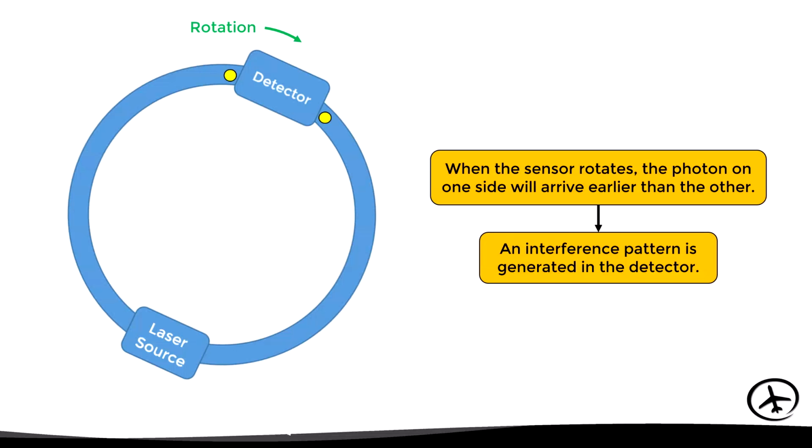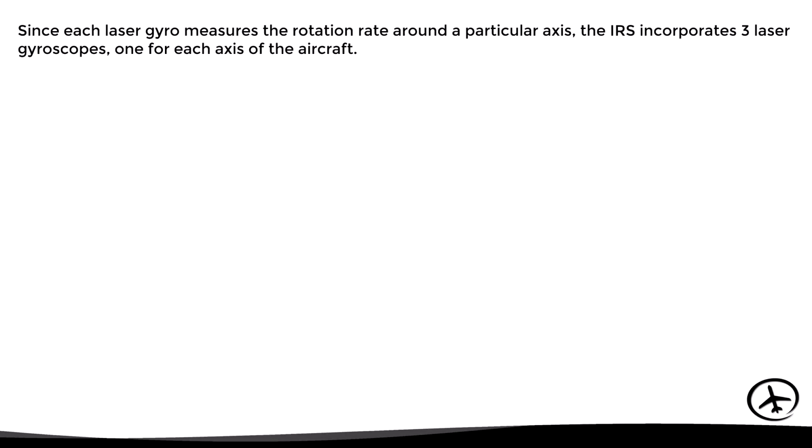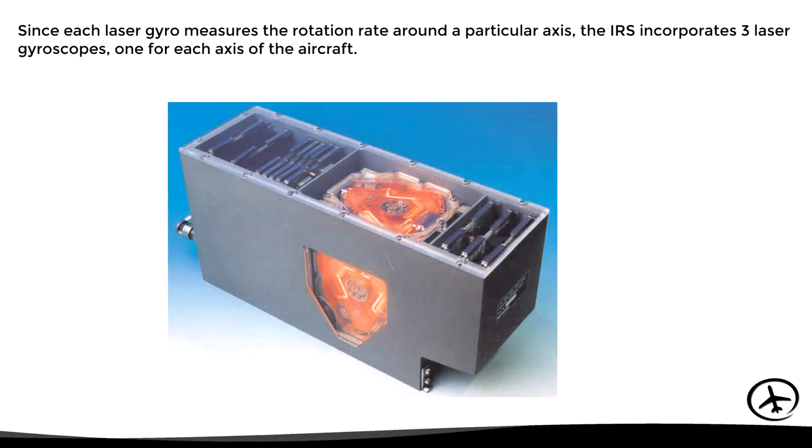Now, to be exact, the system does not detect the time difference between the arrival of one photon and the other, but instead measures the frequency difference between the two laser beams, as this will be affected by the distance traveled. However, we will not go into detail on this. Now, since each laser gyroscope measures the rotation rate around a particular axis, the IRS incorporates 3 laser gyroscopes, one for each axis of the aircraft.